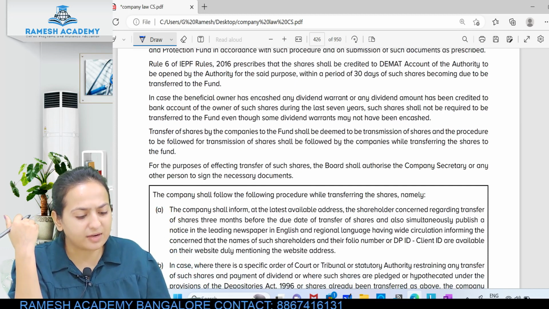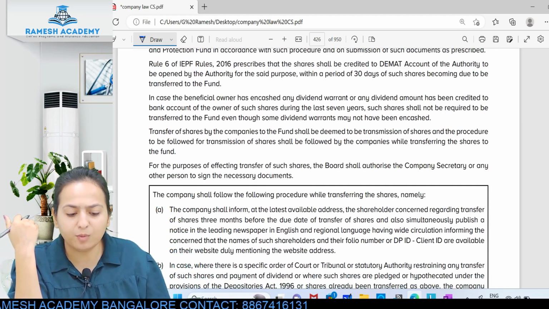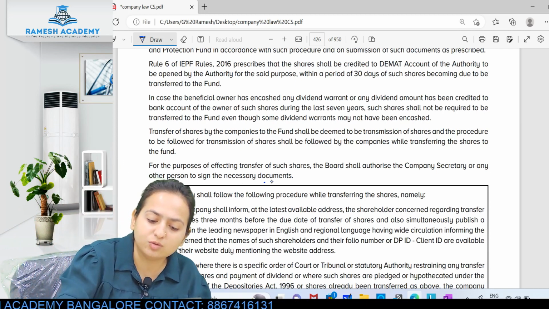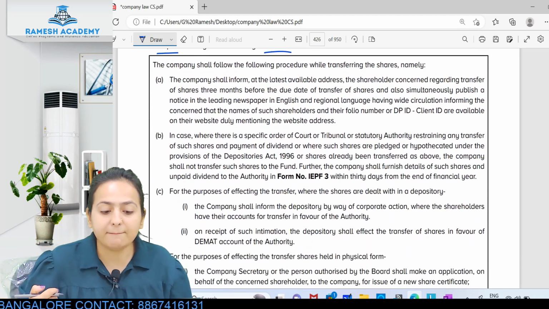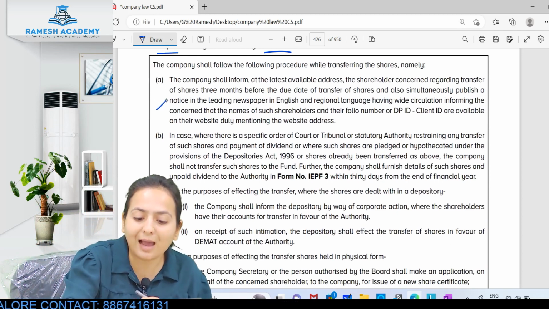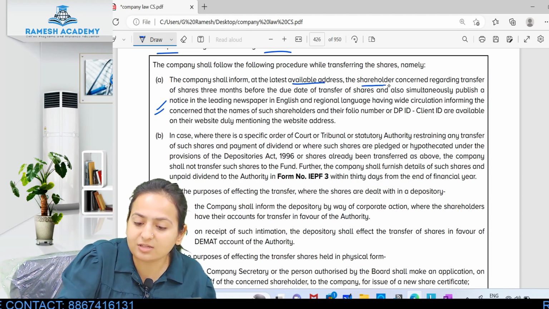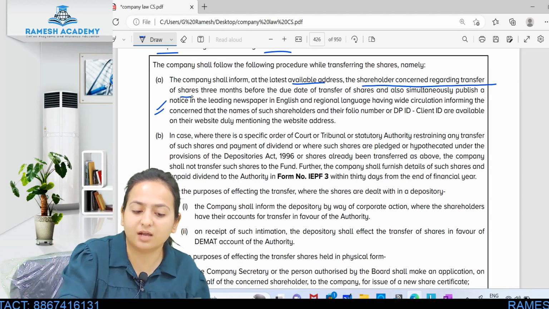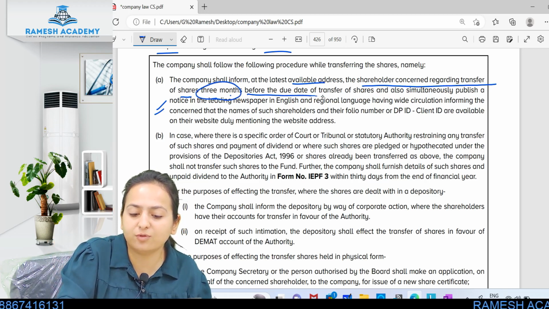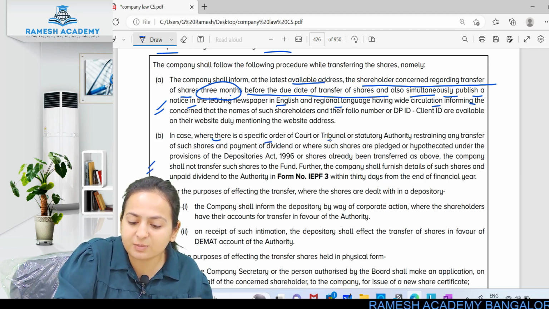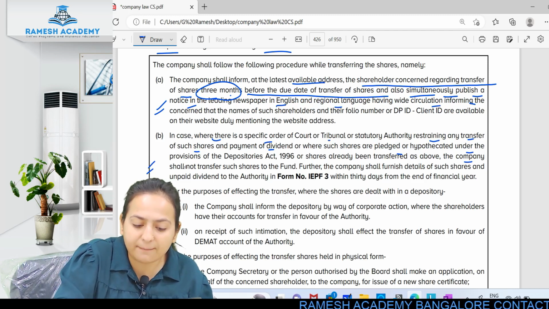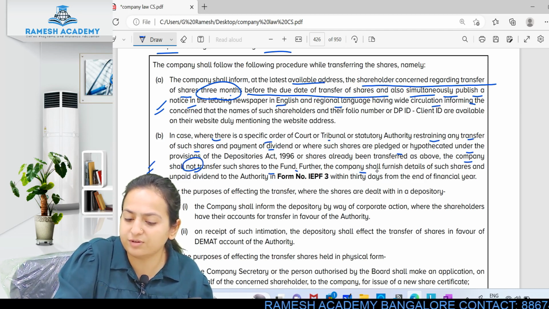Next, for effecting the transfer, the board shall authorize the CS to sign the necessary documents. The company shall inform, at the latest address, the shareholder concerned regarding the transfer of shares 3 months before the due date of transfer, and also publish a notice in an English newspaper. In case where there is a specific order restraining any transfer or payment, the company shall not transfer such amount to the fund.